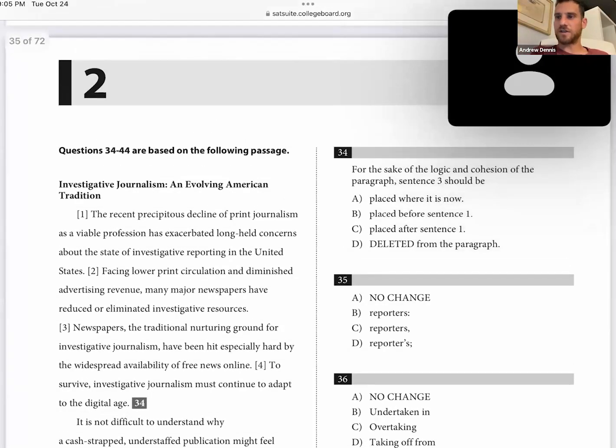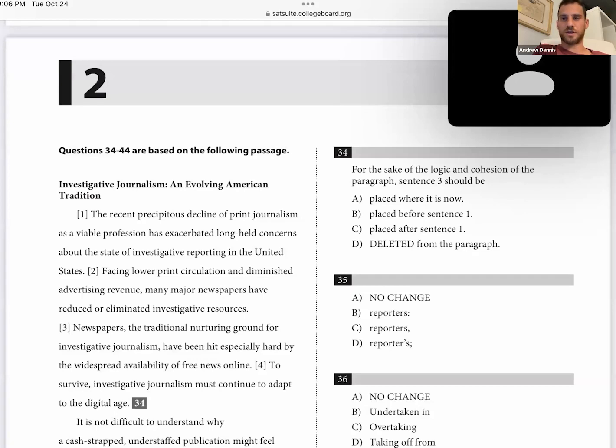Okay, so for the sake of logic and cohesion of the paragraph, sentence 3 should be where? So newspapers, a traditional nurturing ground for investigative journalism, have been hit especially hard by the widespread availability of free news online. Where it is now, before sentence 1, after sentence 1, or deleted? Newspapers, a traditional nurturing ground for investigative journalism, have been hit especially hard by the widespread availability of free news online. The recent precipitous decline of print journalism as a viable profession has exacerbated long-held concerns about the state of investigative reporting in the United States.